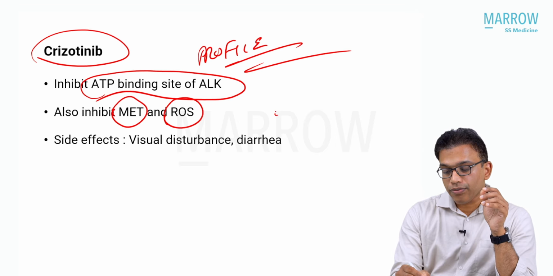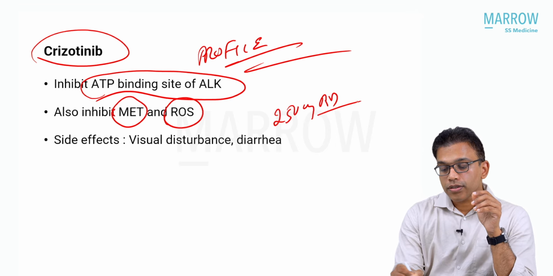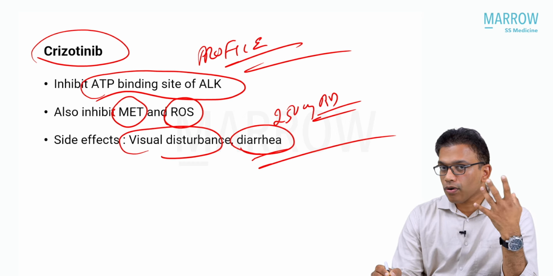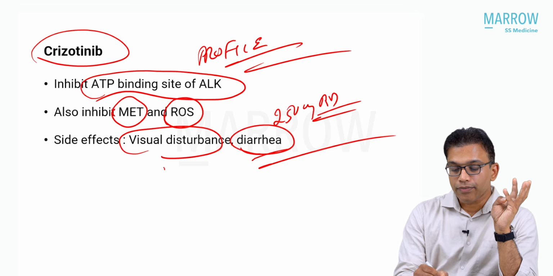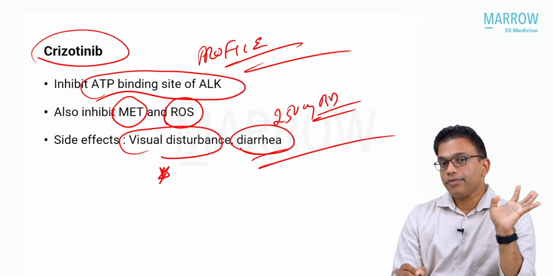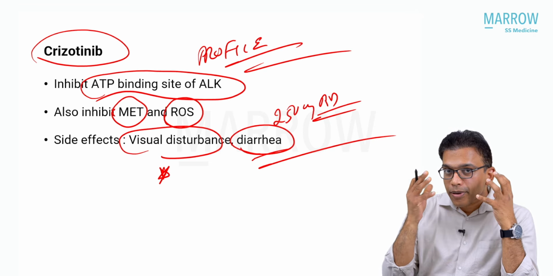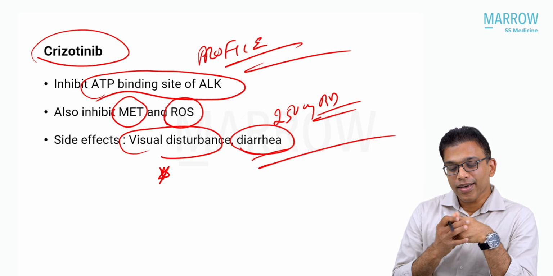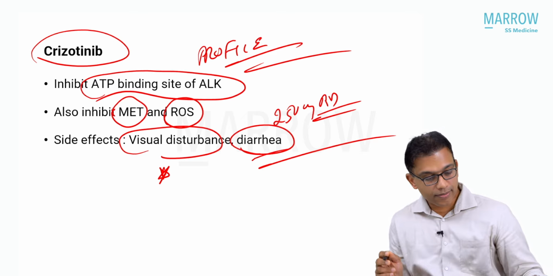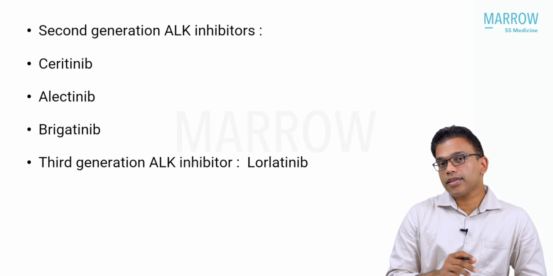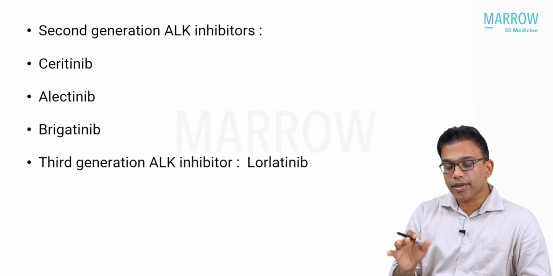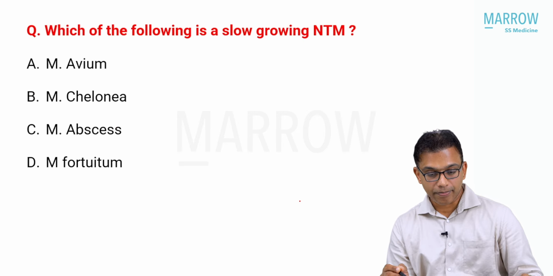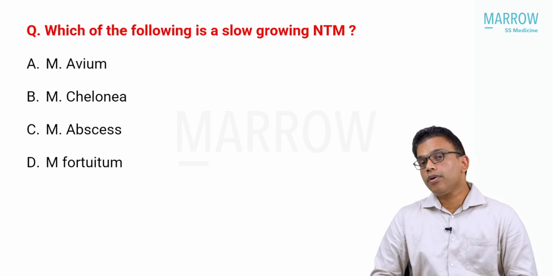The dose is 250 mg BD, and the side effects you should remember are visual disturbance and diarrhea. Diarrhea is common for almost all EGFR inhibitors also, but visual disturbance is the characteristic side effect of crizotinib. So you can remember that when you cry there will be some sort of visual disturbance, right? So crizotinib, visual disturbance. Second generation ALK inhibitors include ceritinib, alectinib, brigatinib, and third generation includes lorlatinib.